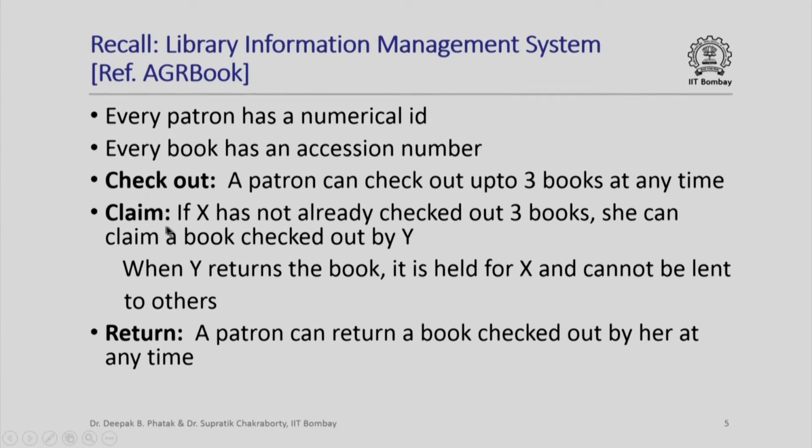Then there is the claim operation, and this operation is as follows: if patron X has not already checked out 3 books, then she can claim a book that is checked out by some other patron Y, and what this means is that when patron Y returns the book, it is going to be held for patron X and will not be lent to others. We are going to impose the restriction that a patron can make a claim for at most 1 book. So if she has already made a claim for a book, she cannot make a claim for another book again. And of course, we have the return operation, where a patron can return a book that she had checked out at some earlier point of time.